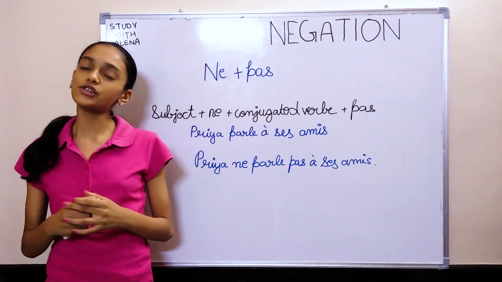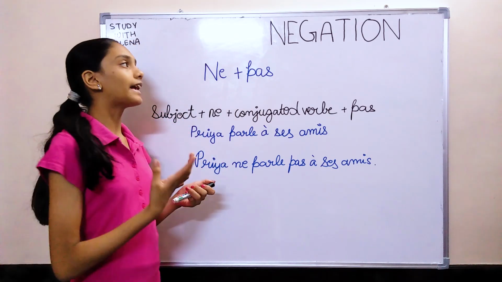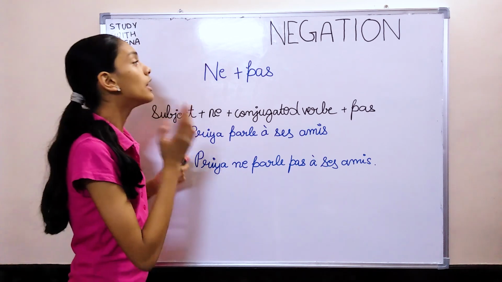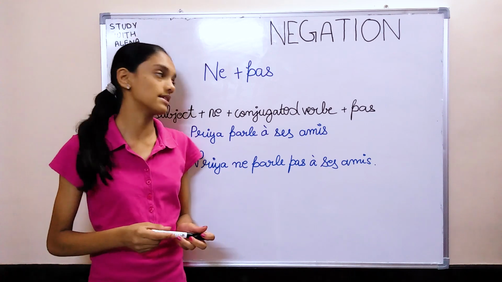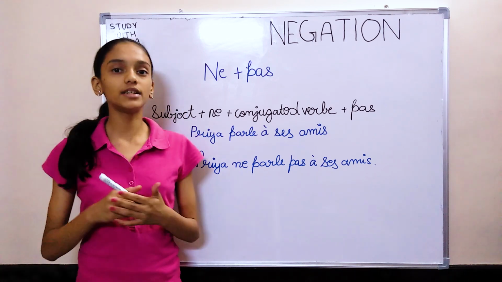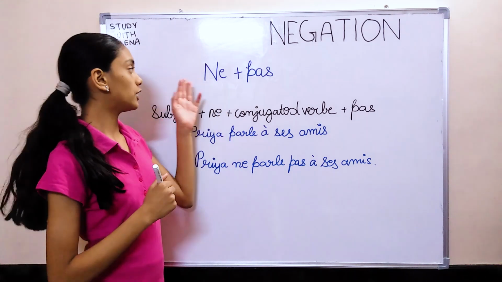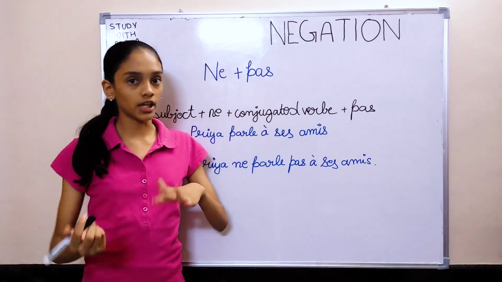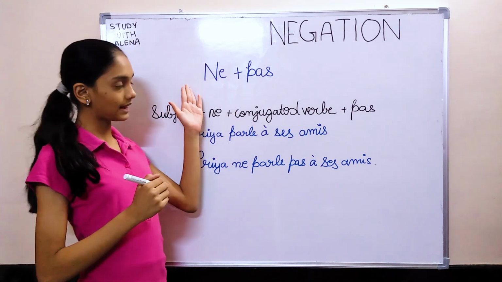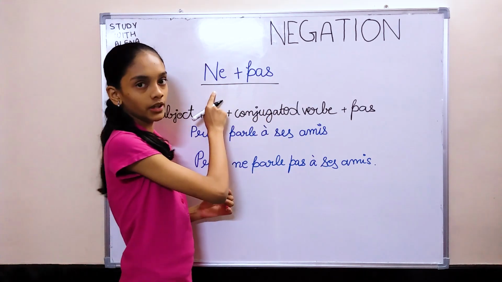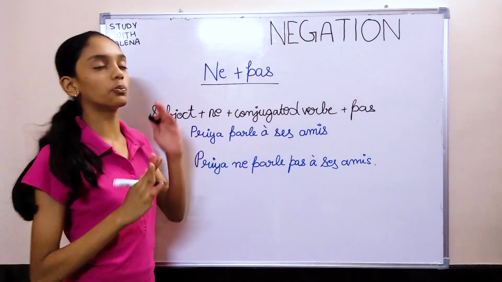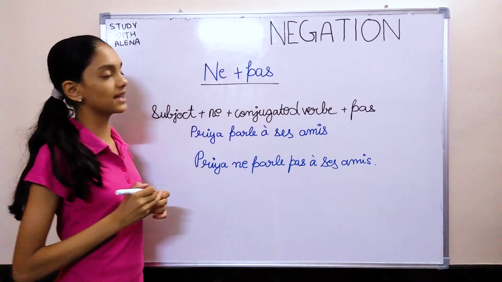So first, let's know what negation is. Negation is a way by which we can convert positive sentences into negative sentences. Now, it can be done in many ways like using ne pas, ne rien, etc. And in this video, we are going to learn how to do negation using ne and pas. This is the simplest way of negating a sentence.